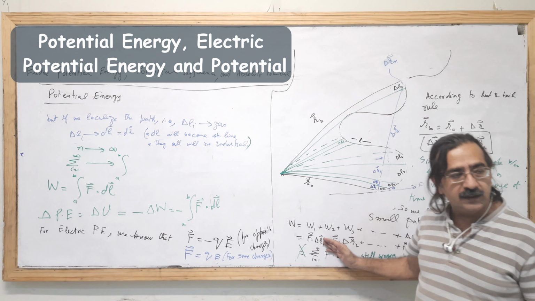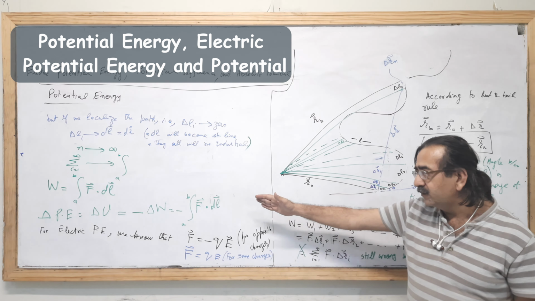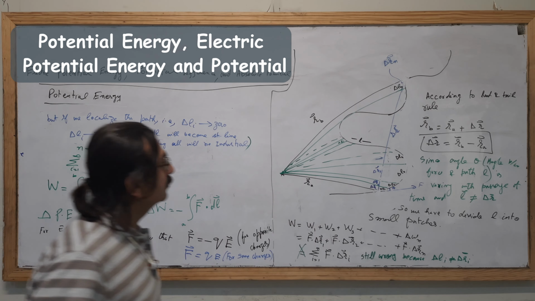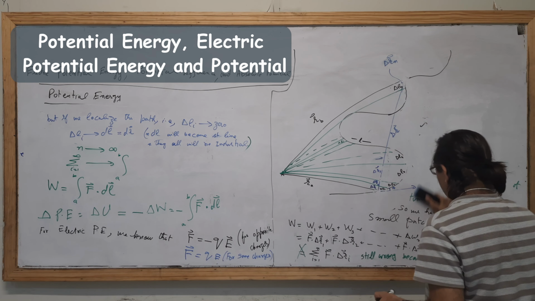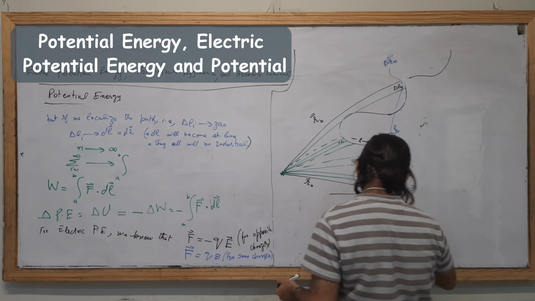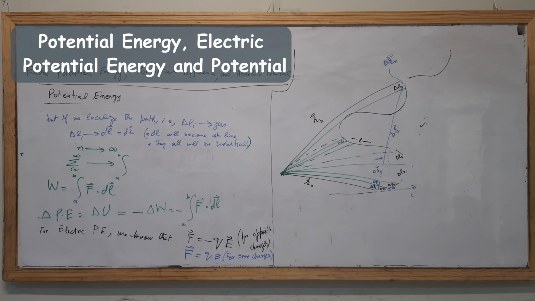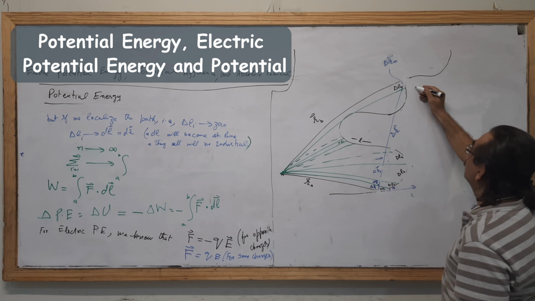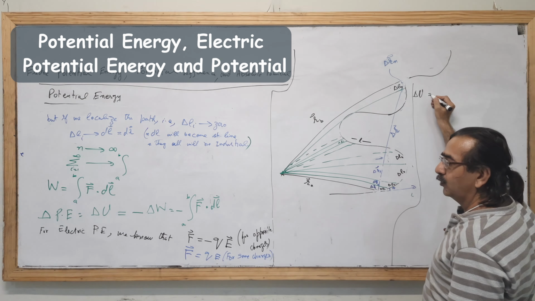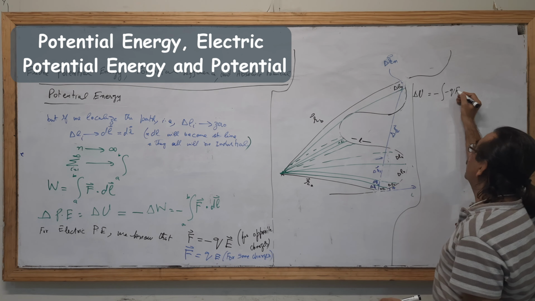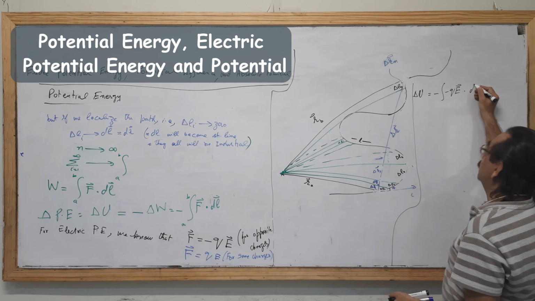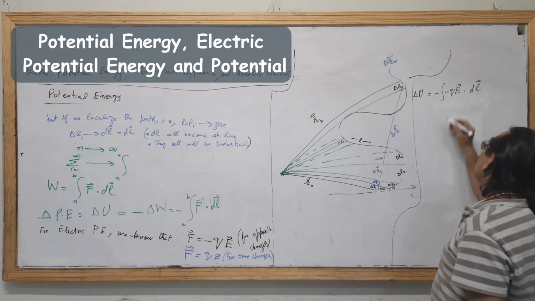So this is your requirement. When we put this value into this, what will happen? Delta U will be equal to minus QE, that will become a plus for opposite charges, QE dot dl, from A to B.